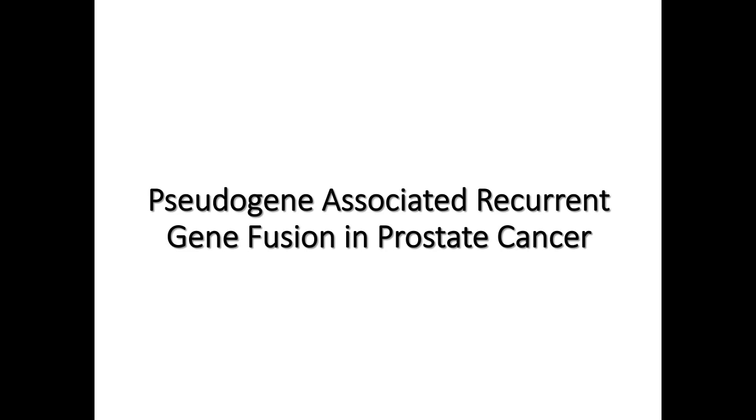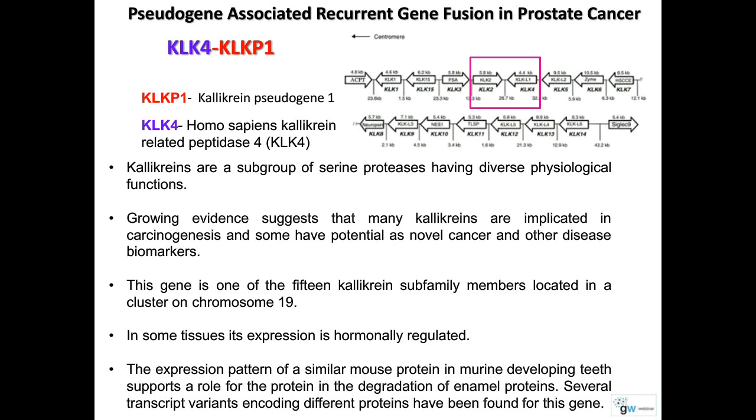Here I show the gene fusion that we identified. It involves KLK4, which is a protein coding gene, and KLKP1, which is a pseudogene within the kallikrein gene cluster on chromosome 19. Within the red box I show the location of KLK4 and KLK2. Between KLK4 and KLK2, KLKP1 is located. In the next slide, I will show the genomic structure of the fusion.